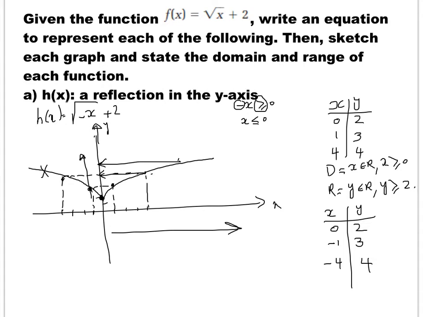Now, the domain and range of this function: you can see that x for the reflected graph goes to the left, meaning that the domain is x in R, and x has to be less than or equal to 0, and the range is y in R, and y has to be greater than or equal to 2.